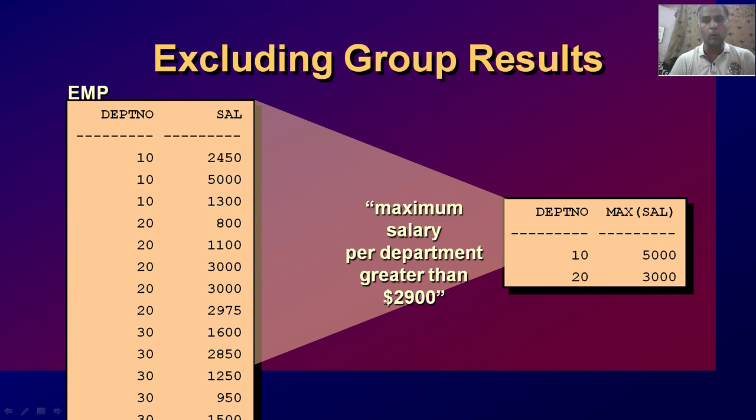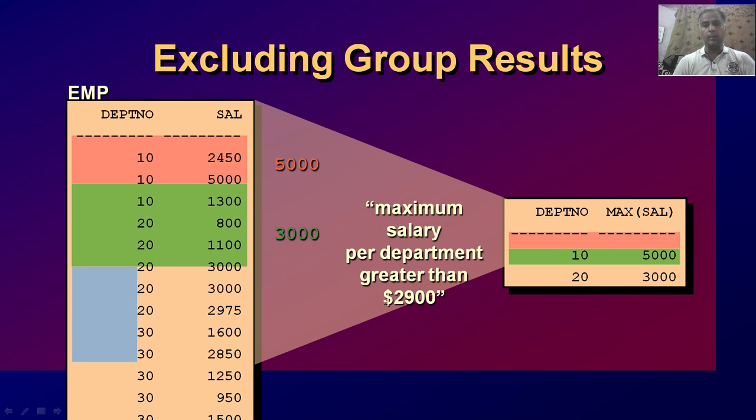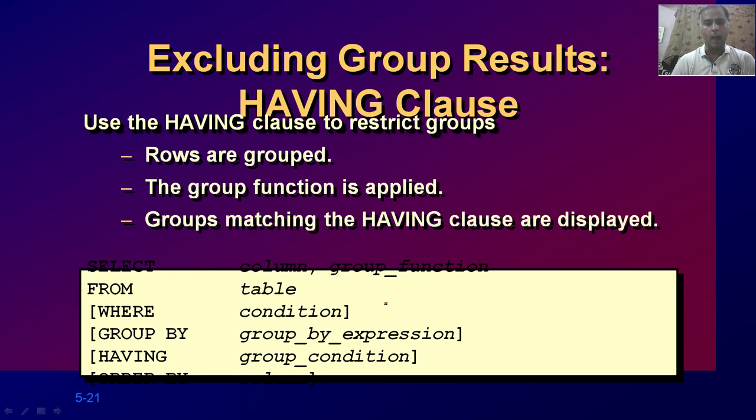Excluding group results, maximum salary per department greater than this. Now if you want to perform a further query, we have to use the HAVING clause. The HAVING clause restricts the groups, on which the group function is applied. Groups matching the HAVING clause are displayed. So after the group you can apply the HAVING condition.